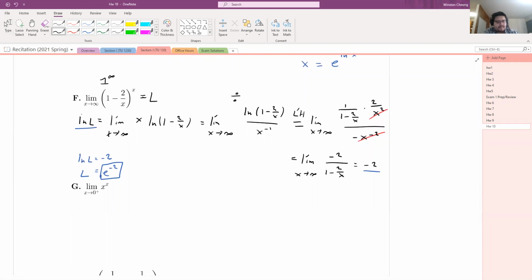Anyway, for g, we can use the same approach. So we set the whole problem equal to L, and we take the logarithm of both sides.